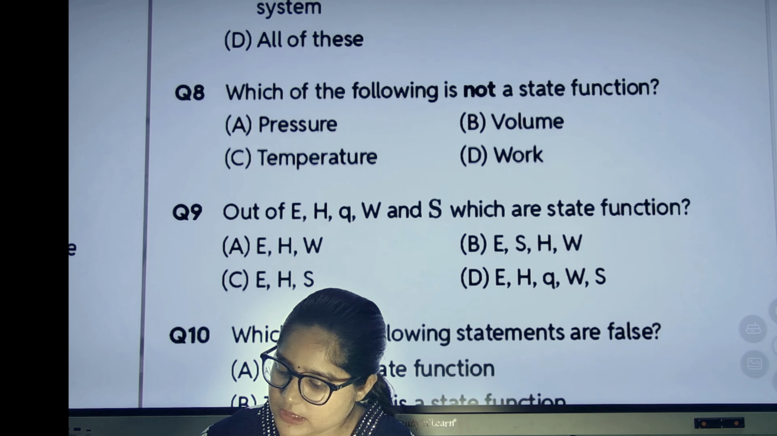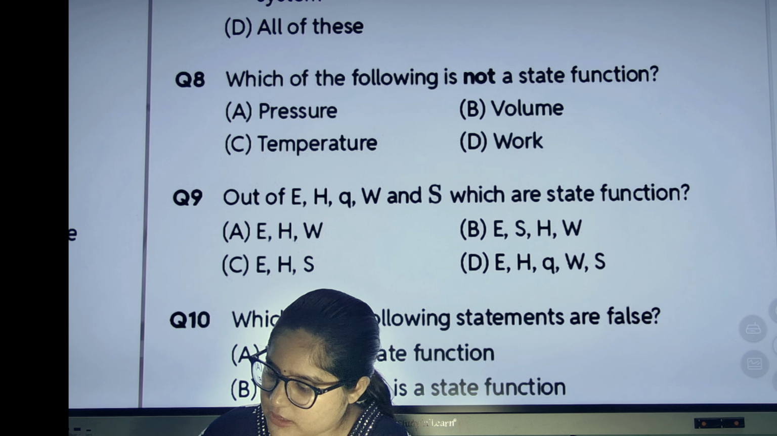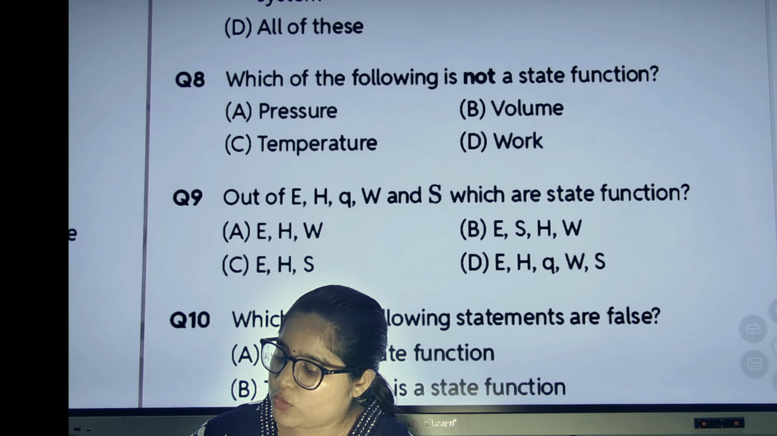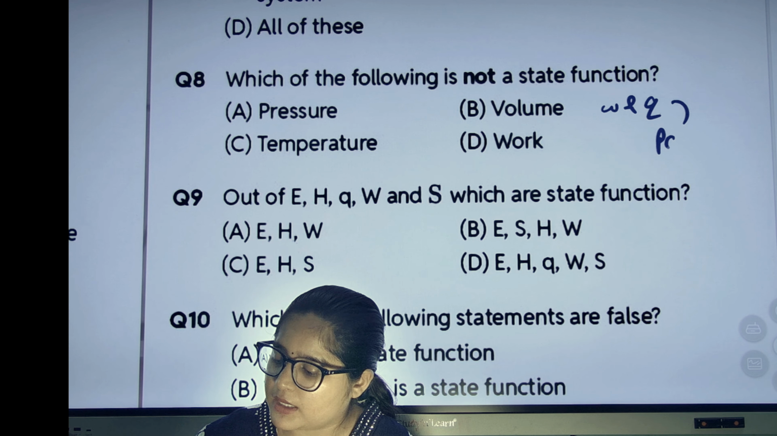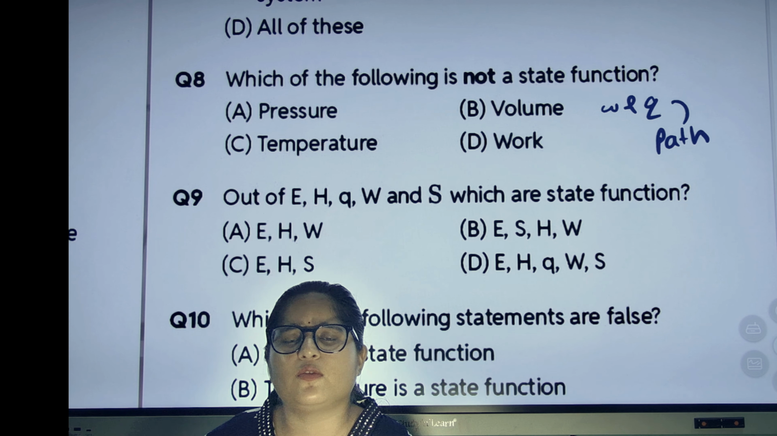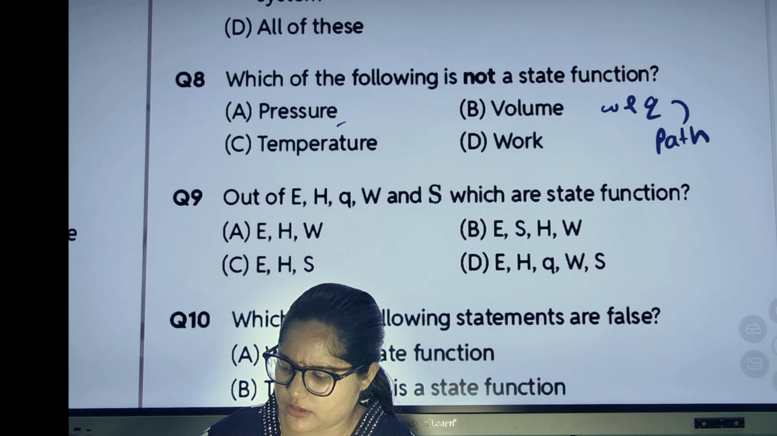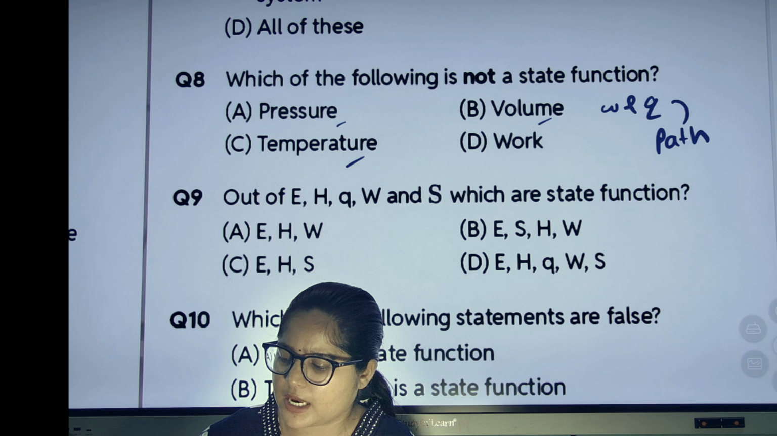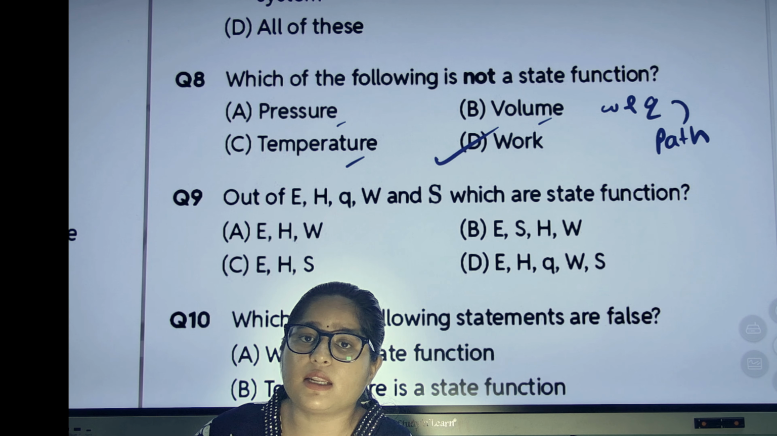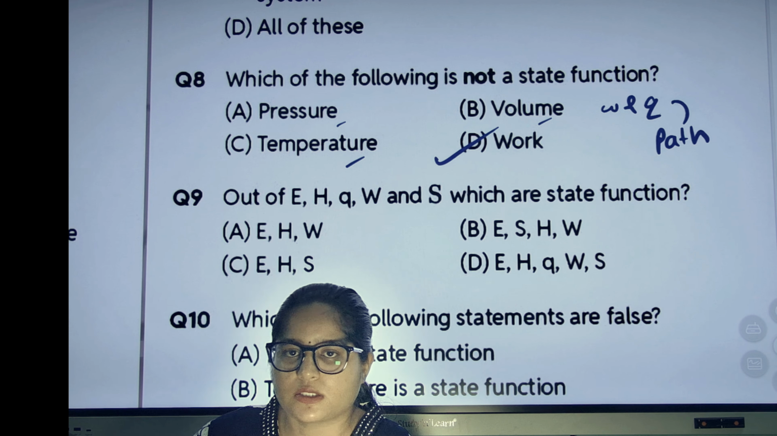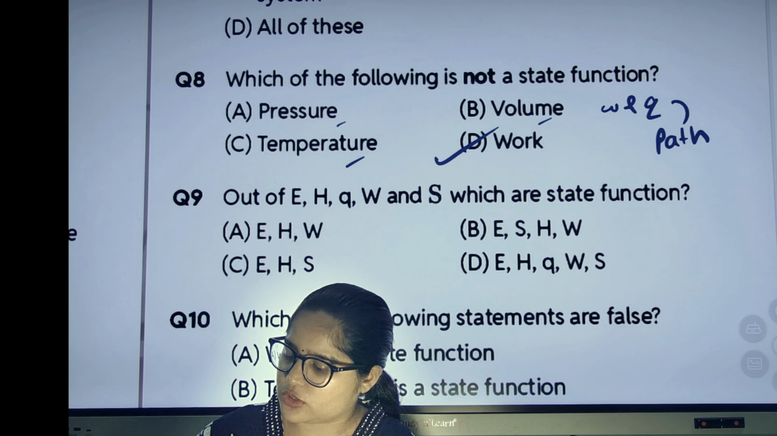Clear? Next, which of the following is not a state function? What I have told you, work and heat, whenever you see them, they are path functions. Other than work and heat, everything else we will take as a state function. So pressure, state; temperature, state; volume, state. Work and heat are the two examples which are not at all state functions, they are path functions. Just remember these two words. Work and heat are path functions, that's all.